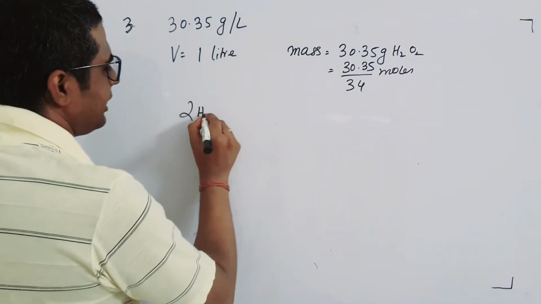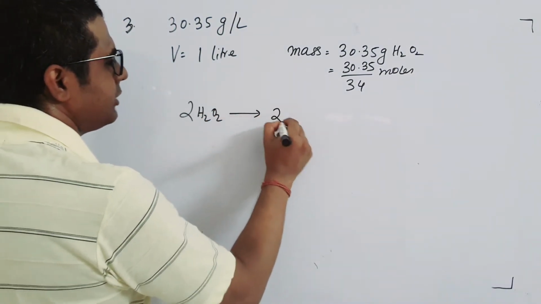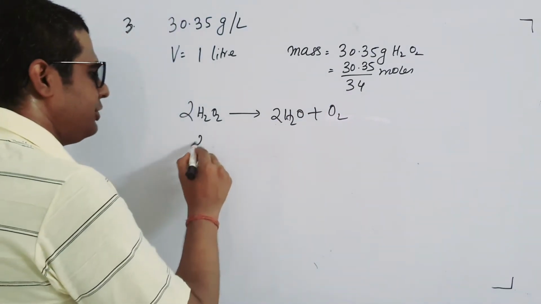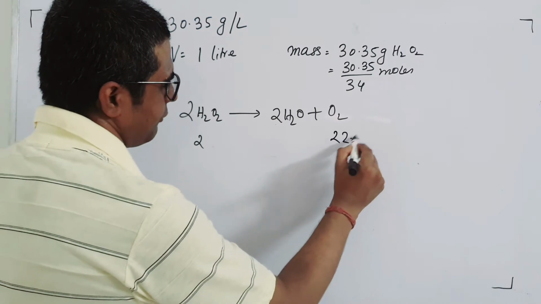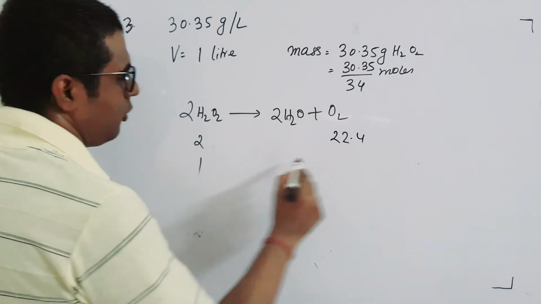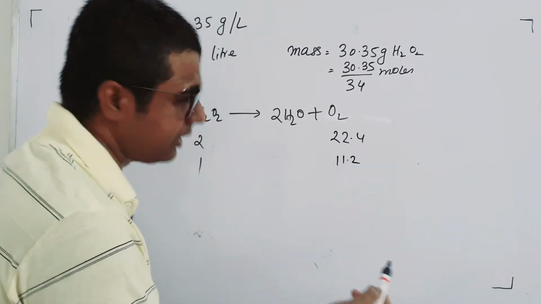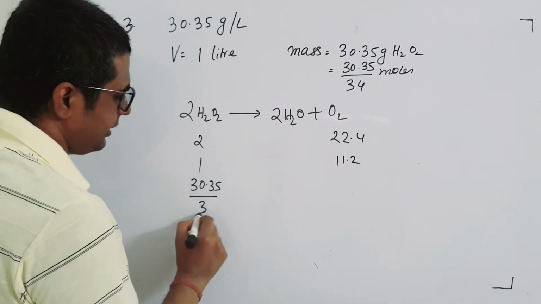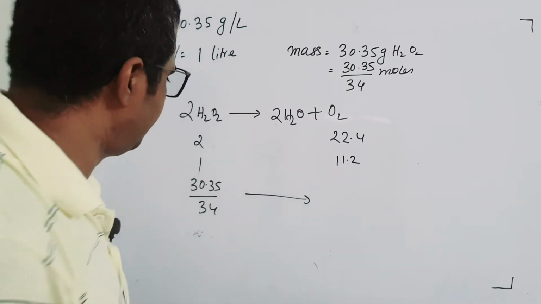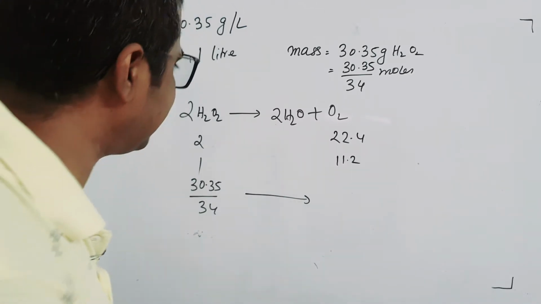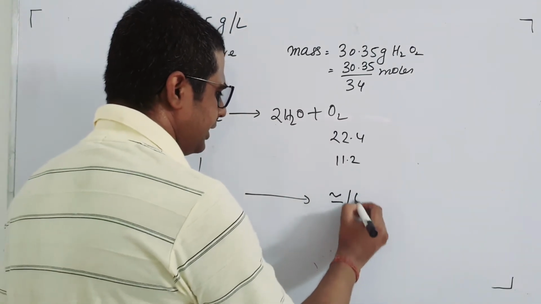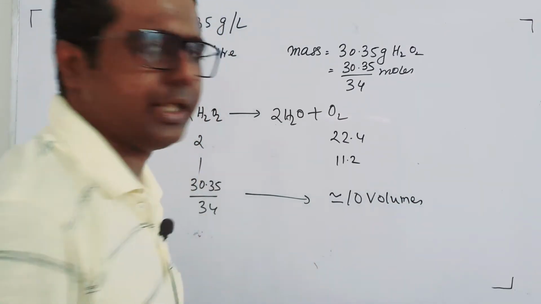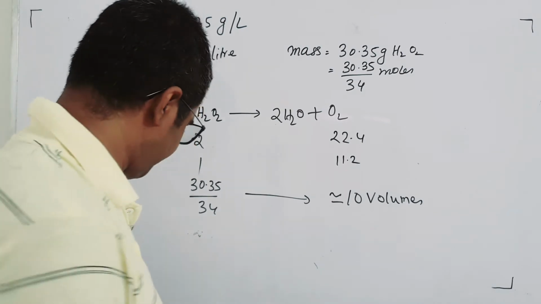Next, you write the equation. This is very easy. 2H2O2 gives 2H2O plus O2. Now 2 moles gives 22.4, 1 mole gives 11.2, right? Next, this much mole, 30.35 by 34. You can calculate it by yourself. The answer will be approximately 10. So the answer is 10 volumes.